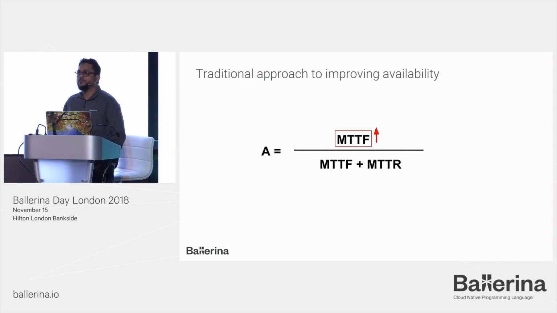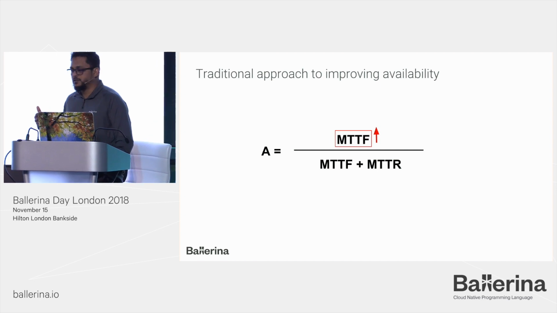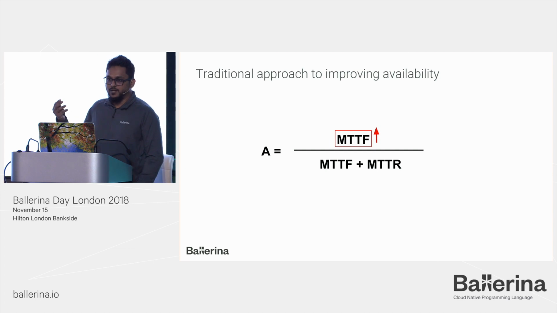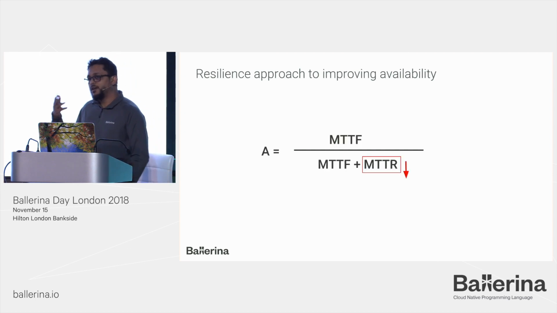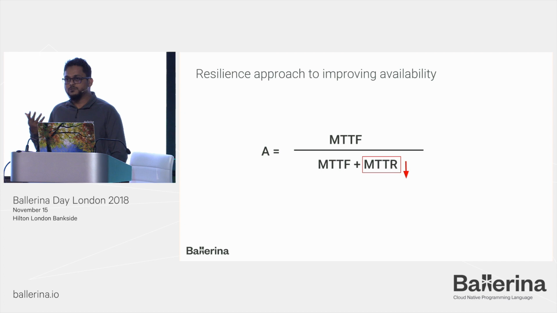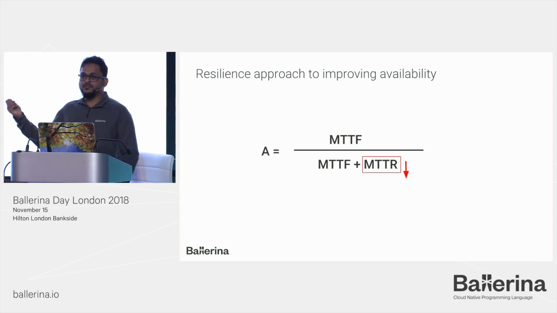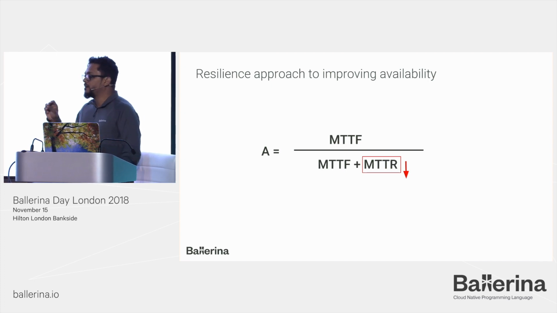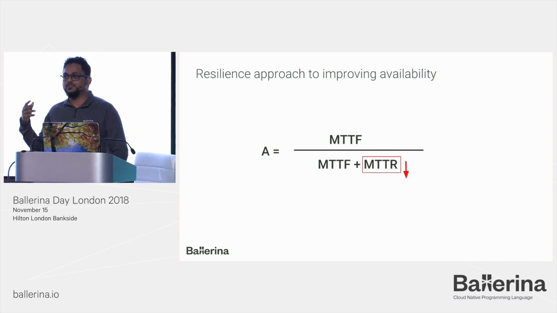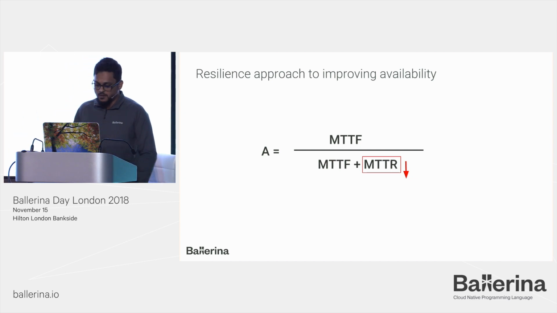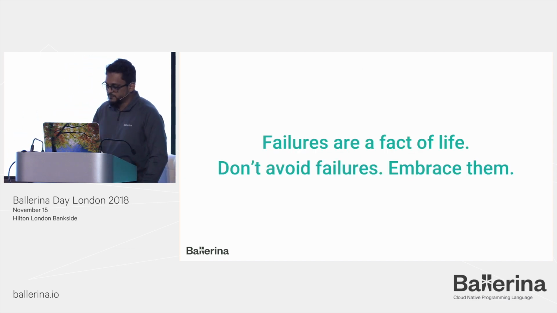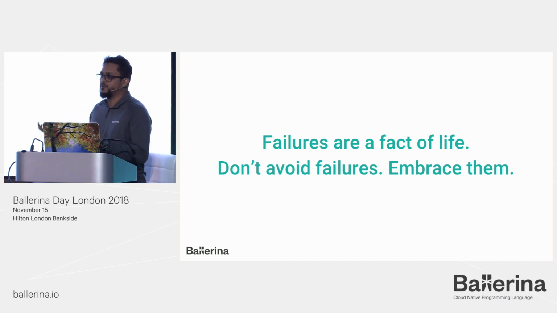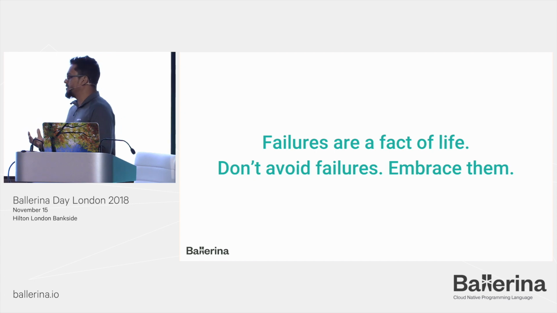But beyond that, failures are going to be a part of life. Beyond a certain threshold, it will be very costly to increase the mean time to failure. So another way to increase availability is to reduce the mean time to recovery. You basically accept that failures can happen. So how can we recover as soon as possible when systems fail? Again, that's another way to increase availability. Failures are a fact of life. We can't avoid failures, so we have to embrace them. So how do we work with failures?